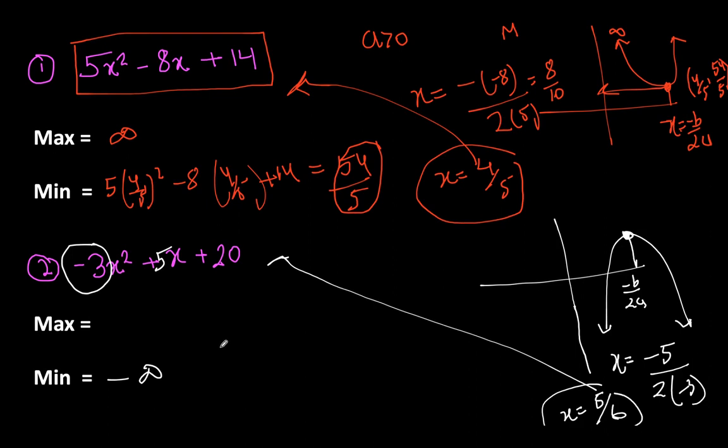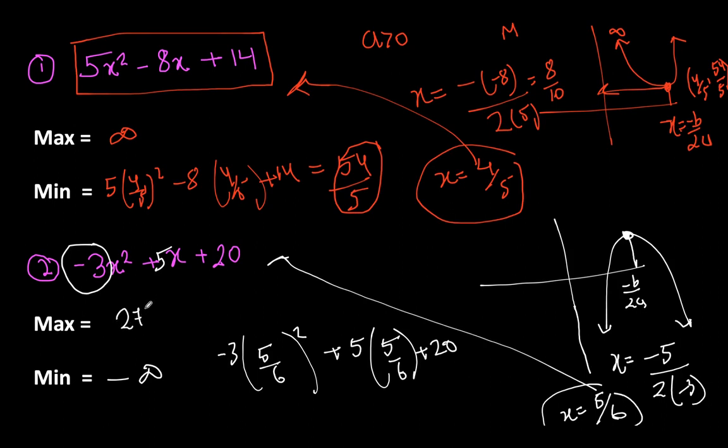If you put that minus 3 times 5 over 6 whole square plus 5 times 5 over 6 plus 20, and let's calculate this one using the calculator. So minus 3 times 5 over 6 whole square plus 5 times 5 over 6 plus 20, you are going to get 277 over 12. So this is maximum value because the vertex is maximum value, because the curve is downward.